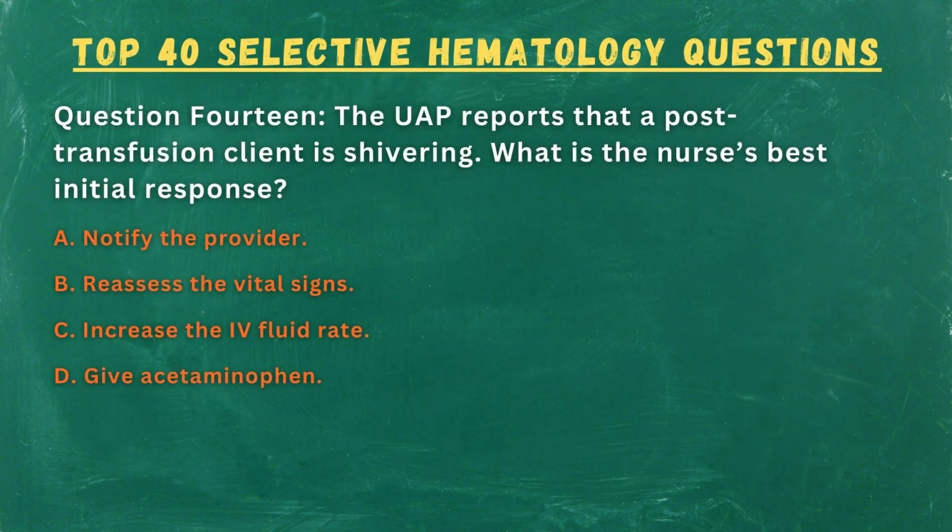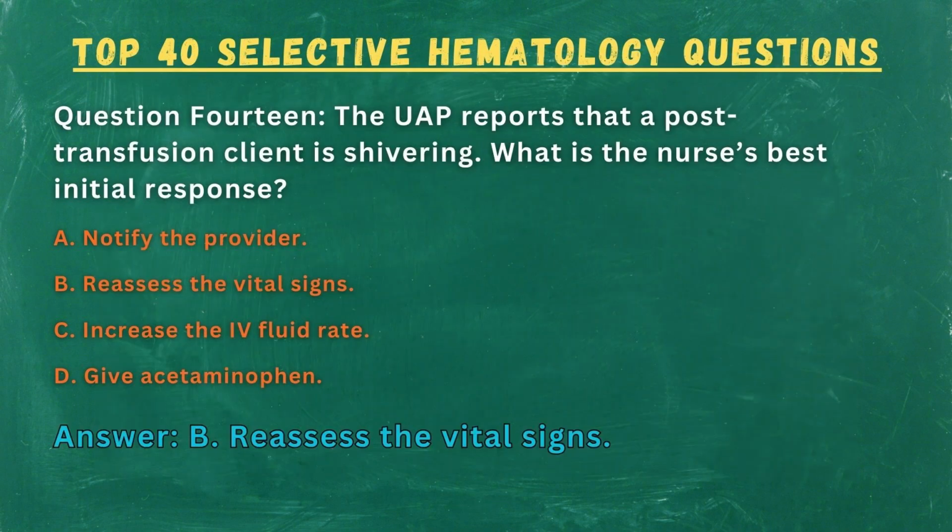Question 14. The UAP reports that a post-transfusion client is shivering. What is the nurse's best initial response? A. Notify the provider. B. Reassess the vital signs. C. Increase the IV fluid rate. D. Give acetaminophen. Answer. B. Reassess the vital signs.